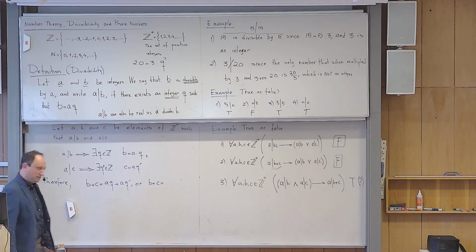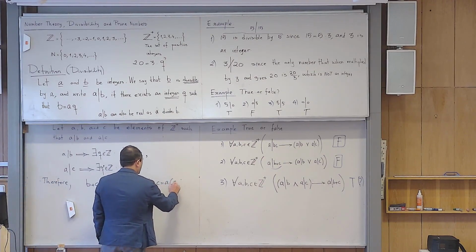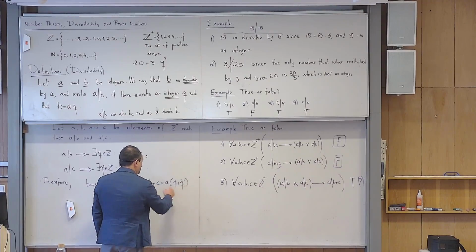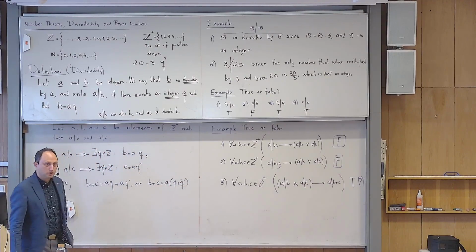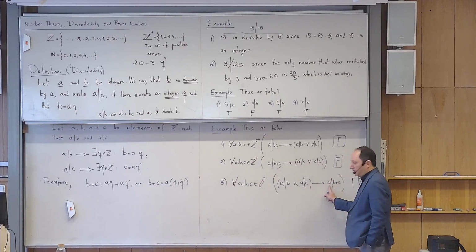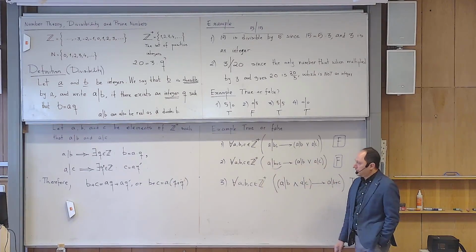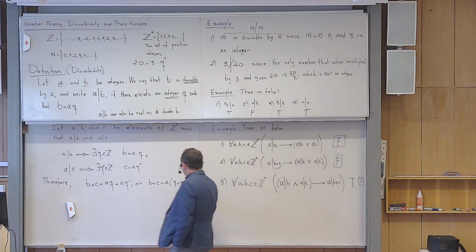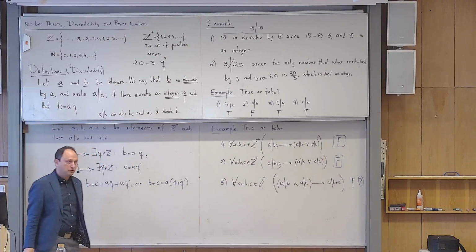Factor a. A times (q plus q prime). Is this a step natural for you? Because you want to say something about b plus c and a. Okay, so I factor it out. And then I want you to see, am I done or not?